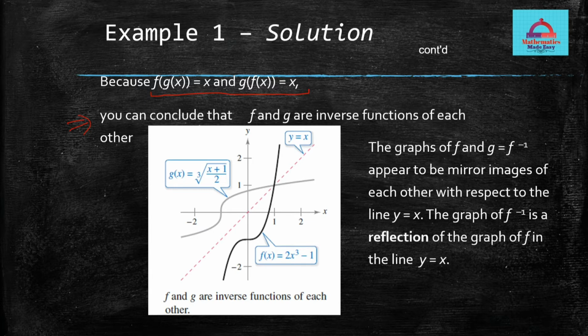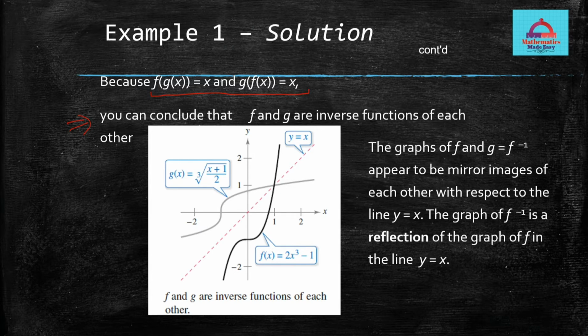So let me just highlight in this image that you see here. First, we have drawn the graph of the function f(x), which is 2x cubed minus 1. So it is this black line that you see. And then we have drawn the graph of g(x), which is the inverse function, cube root of (x plus 1) divided by 2. That's this gray function. And finally, now you're going to draw the line y equal to x, this dotted pink line in between.